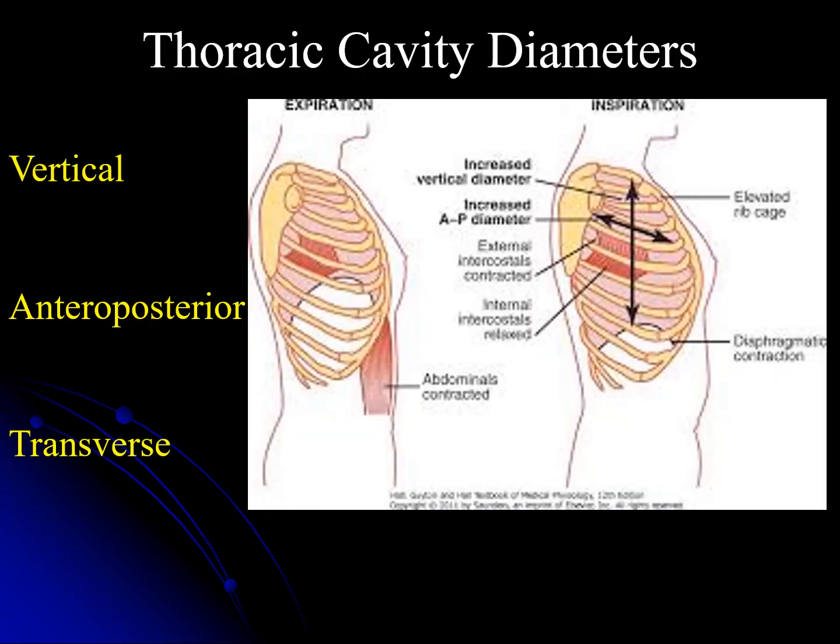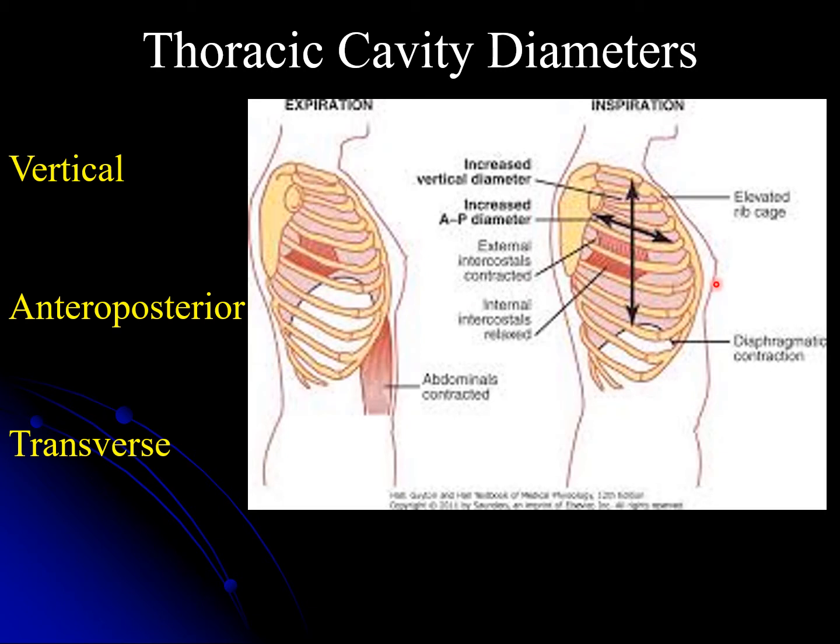We start with the thoracic cavity diameters. Before we move to the movements, we see the thoracic cavity has three different types of diameters: vertical, anteroposterior, and transverse. The vertical diameter is the distance between the superior and inferior parts of the thoracic cavity, that is between the suprapleural membrane and below the diaphragm. So this diameter is known as the vertical diameter.